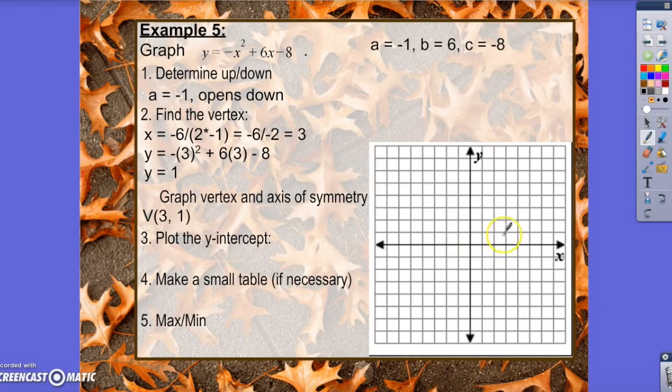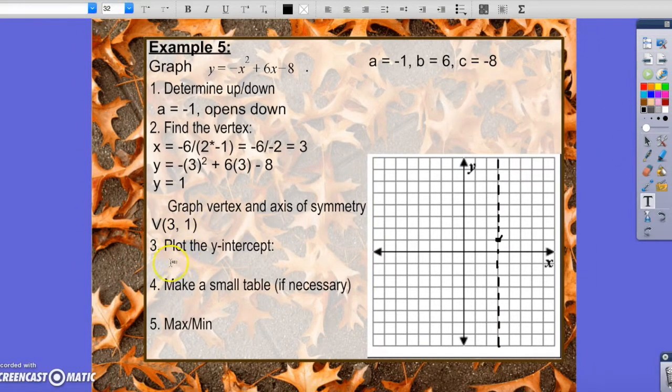So 1, 2, 3, 1 is here. And it says graph the vertex, which we did. Axis of symmetry is through x equals 3. Remember, it's always a vertical line. Remember that symmetric line breaks the parabola in half, and it's going to help us to graph our third point. So it's important that you draw it. All right, plot the y-intercept. My y-intercept is c. So c from up above is -8.